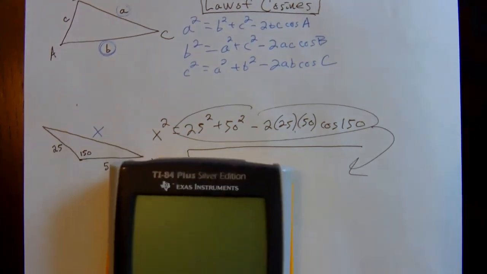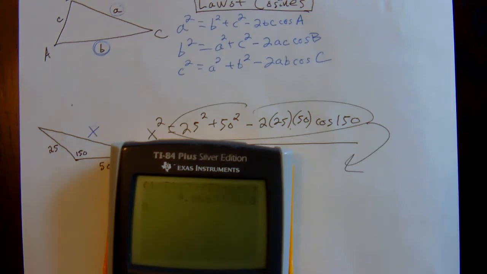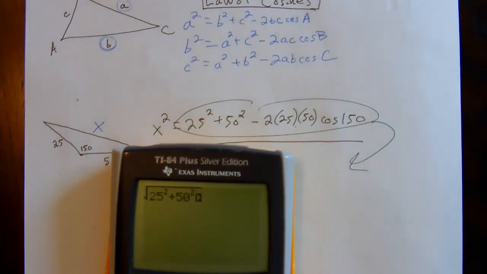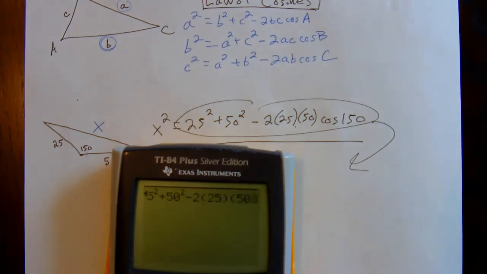So if we show you that in the calculator real quick, I like to hit my square root button first, and then I'll go 25 squared plus 50 squared minus 2 times 25 times 50, or you can use the times button, that's fine, or use the parentheses, and I'm going to do cosine of 150. And see how I already did that square root right there?